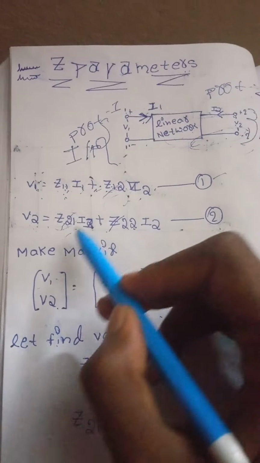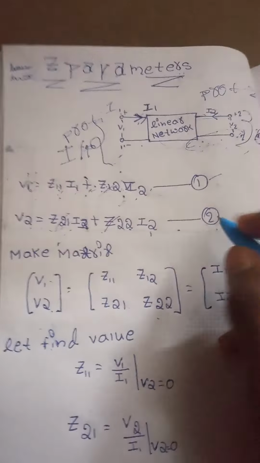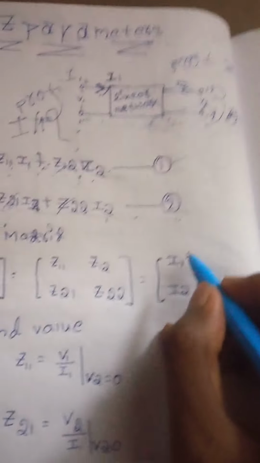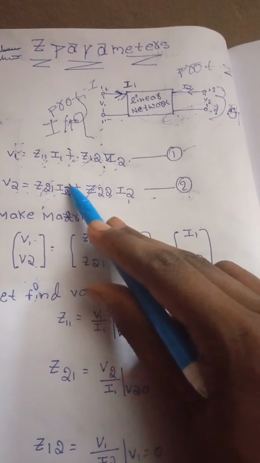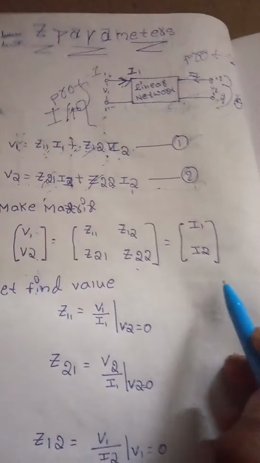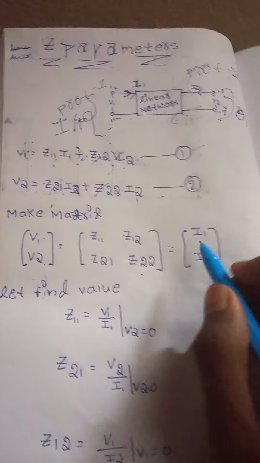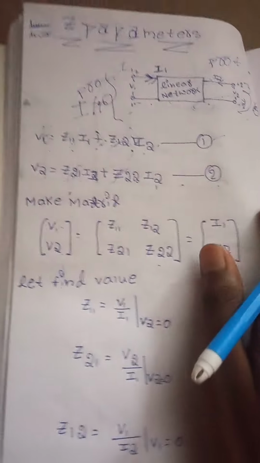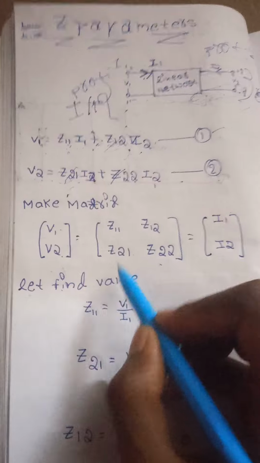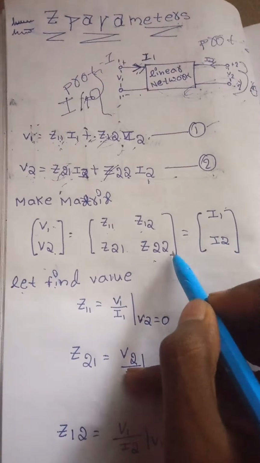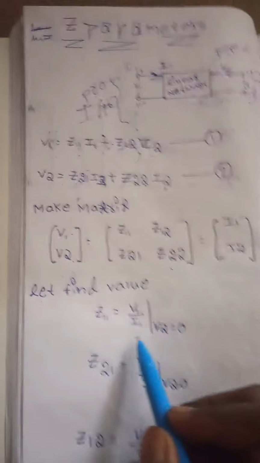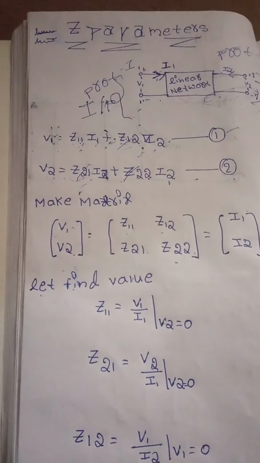I1 and I2 are common, so let us make a matrix of I1 and I2 as well. We are going to find the values of the Z parameters: Z11, Z12, Z21 and Z22.